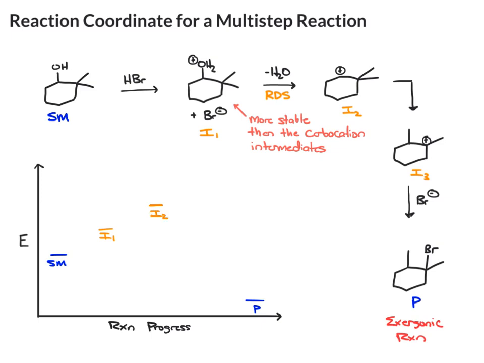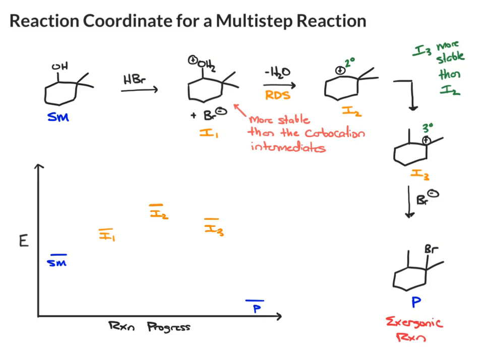Then we need to plot intermediate 3. Well, intermediate 3 is also going to be higher than intermediate 1, but what do you know about carbocations? I2 is secondary, I3 is tertiary. That means I3 is more stable than I2. So when I plot intermediate 3, it's going to fall somewhere between 1 and 2. So now we have all of our pieces put in.